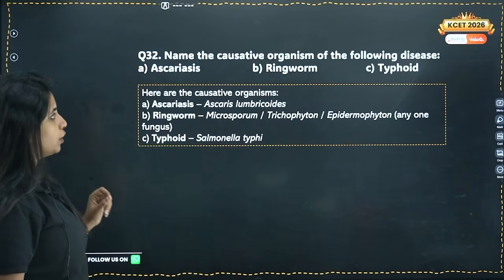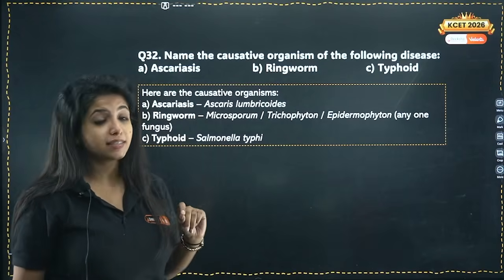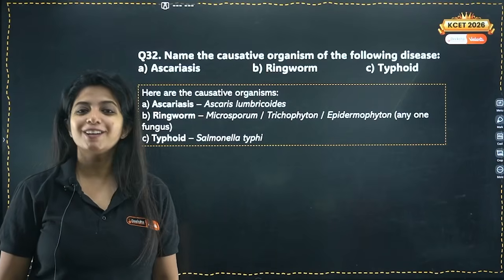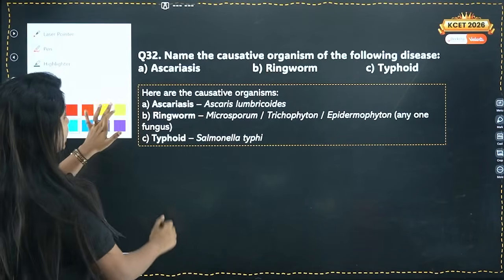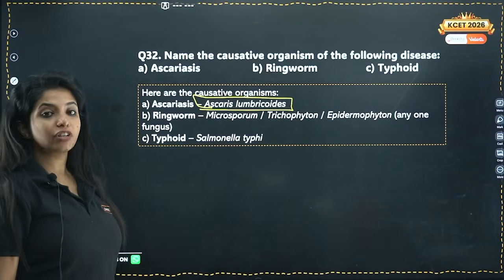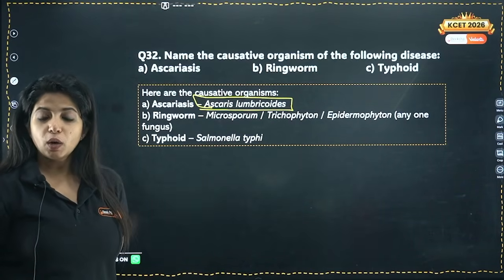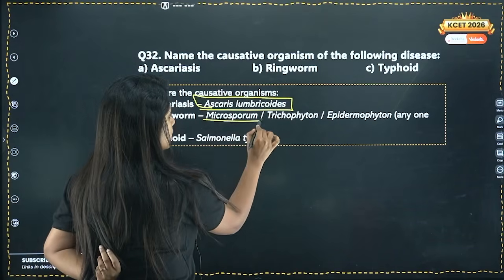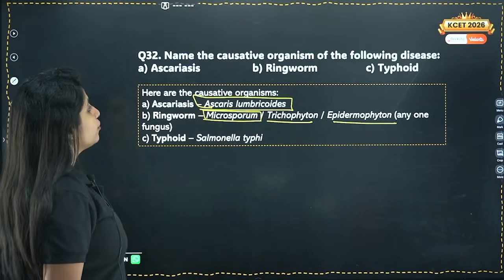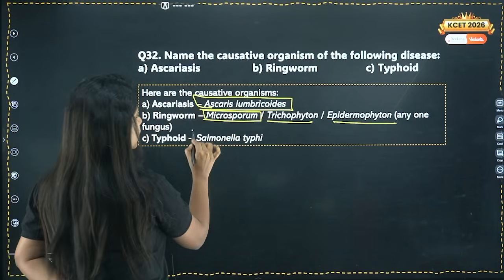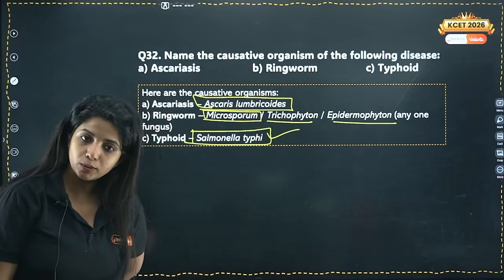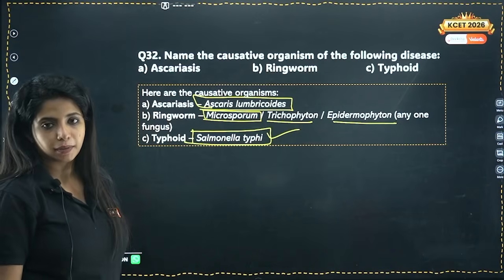Now, question number 32. Name the causative organism of the following disease. Ascariasis, my dear children, is caused by a worm known as Ascaris lumbricoides. And ringworm is caused by fungi: Trichophyton, Epidermophyton and also Microsporum. Now typhoid: typhoid is caused by Salmonella typhi. Salmonella typhi causes what? Typhoid. Cool? So these many things are right up there.